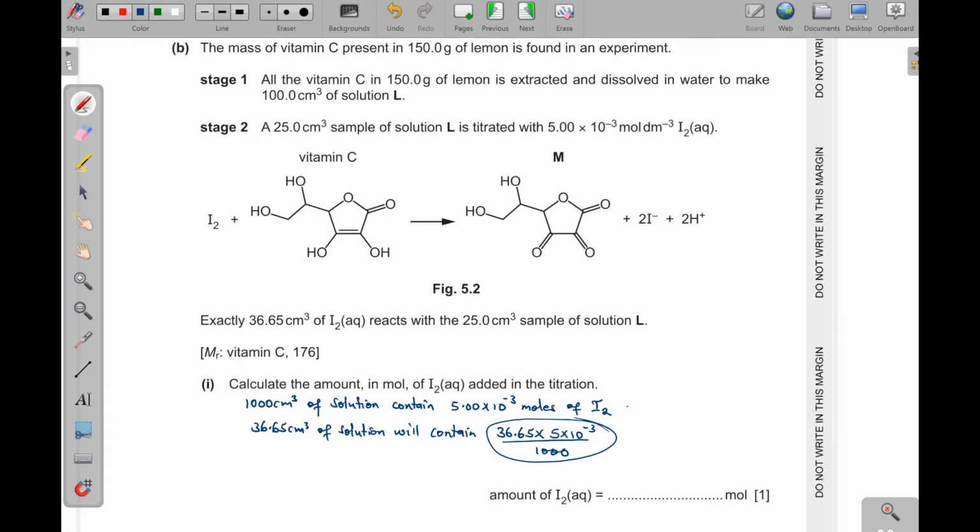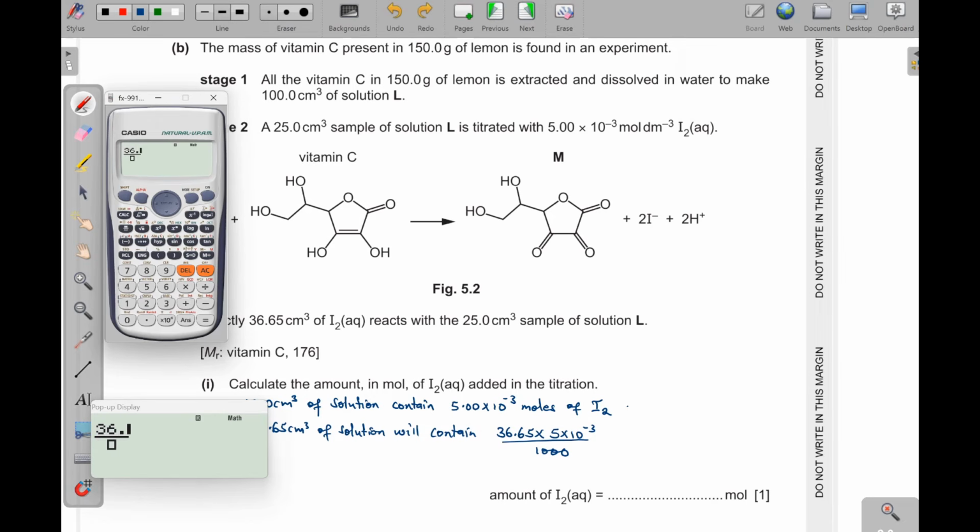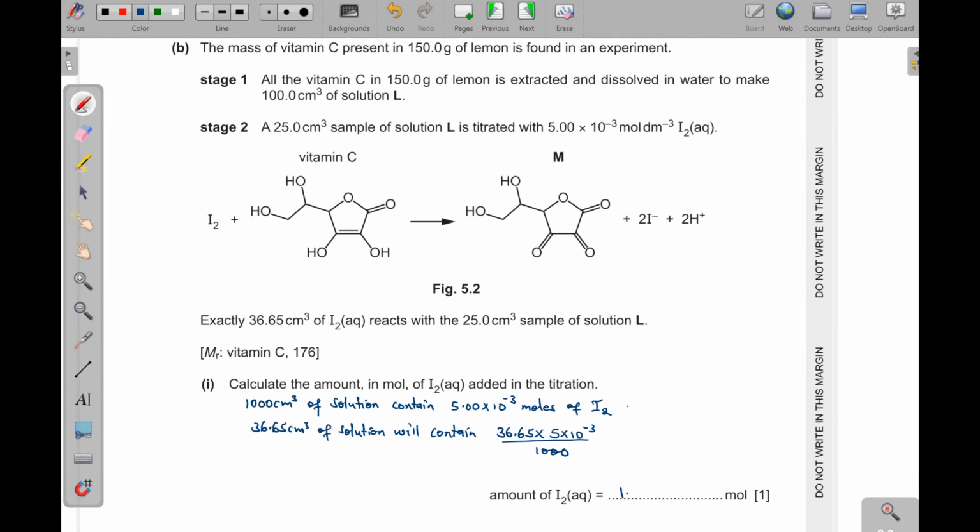So what do we get here? We have 36.65 times 5 times 10 to power negative 3, and then down here we have, of course, 1,000. Then we get 1.8325. It was an exact number. I can write all of these ones here.